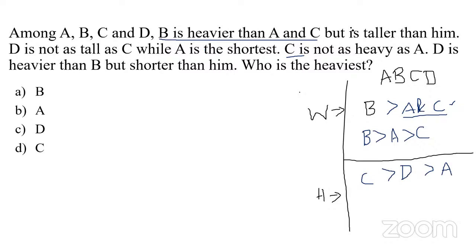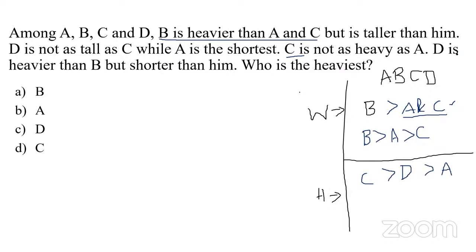Fine, good. Next, D is heavier than B, but shorter than him. First we address D is heavier than B. Okay, fine. D is heavier than B means, listen, B is the heaviest among the statements with A, B, and C. B is heavier than A and C, right? Among the 3, B is heavier, right?